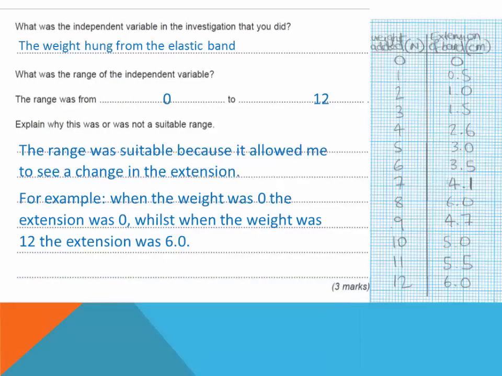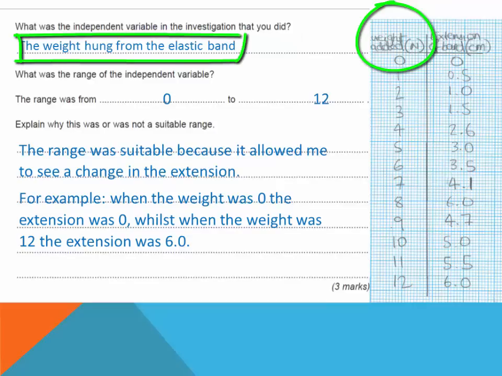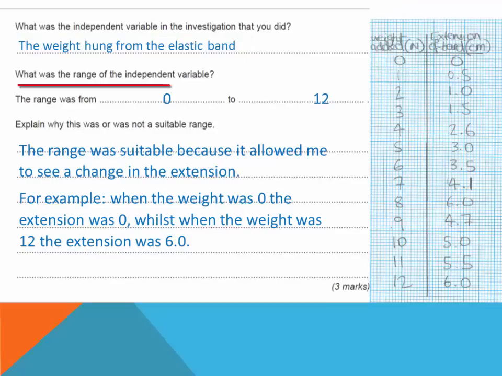So, the first question asked was whether the candidate understood which variable was the independent variable. Now this is normally the left-hand column in the table by convention, and you can see that they have correctly named the weight hung on the elastic band as the independent variable. They were then asked what the range was in their independent variable, and they've chosen the smallest to the largest number in the column for weight from the table, so that's also correct.